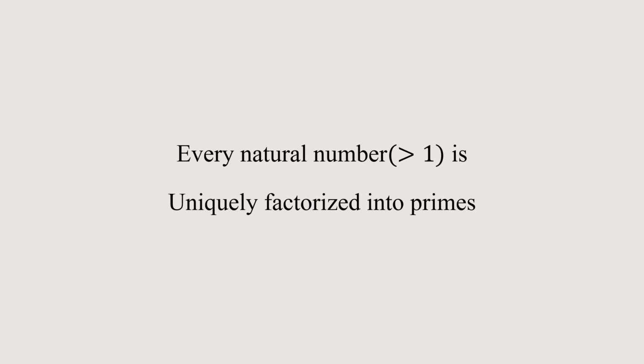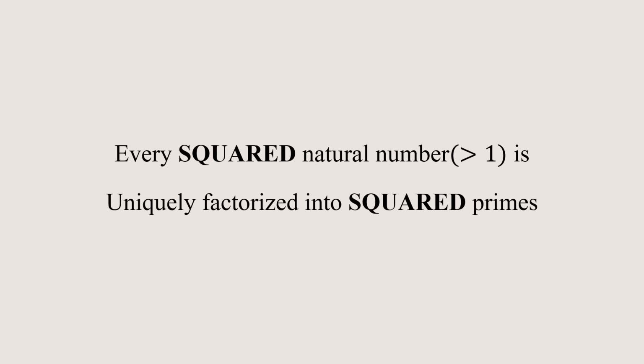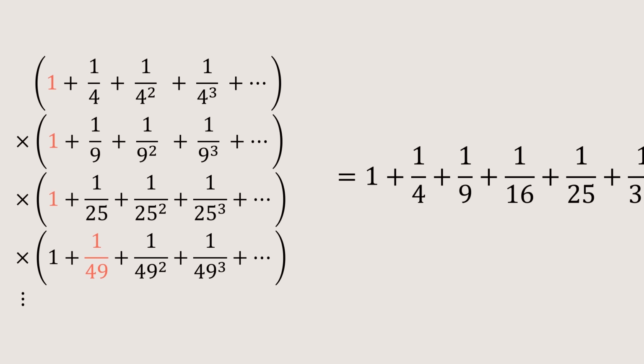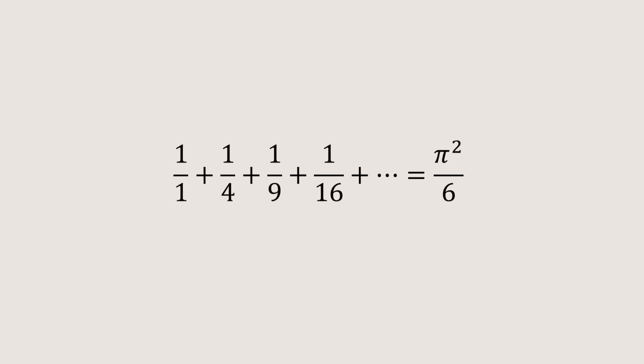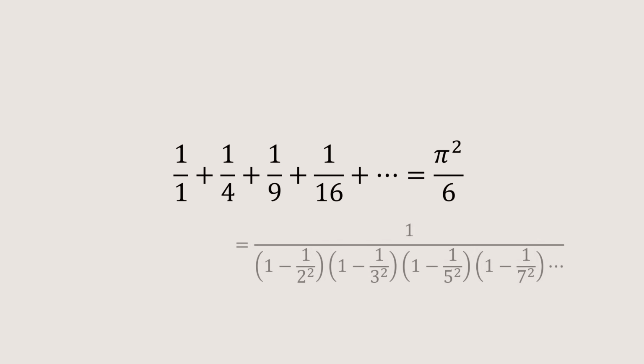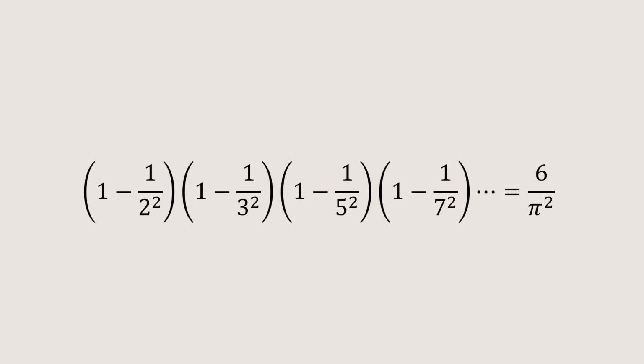This is because every natural number is uniquely factorized into primes, so every squared natural number is uniquely factorized into squared primes. That sum is from the Basel problem, and it is pi squared over 6. All this means is that that thing from before is the reciprocal, 6 over pi squared.